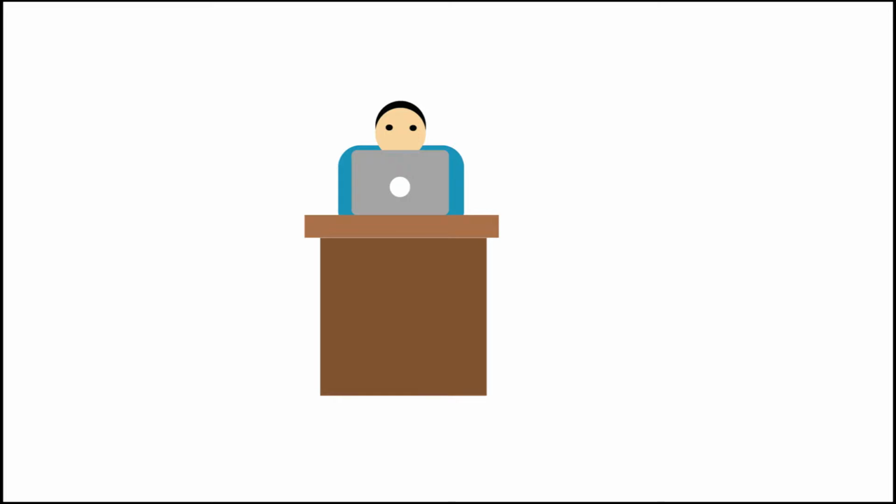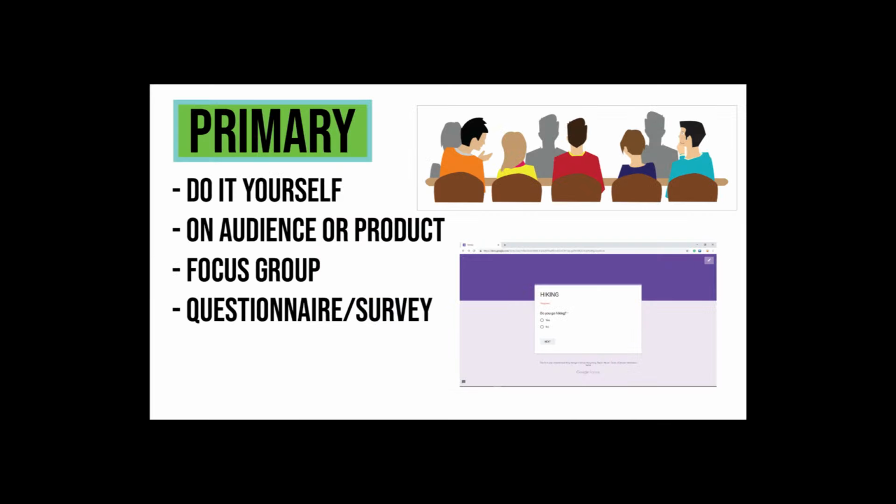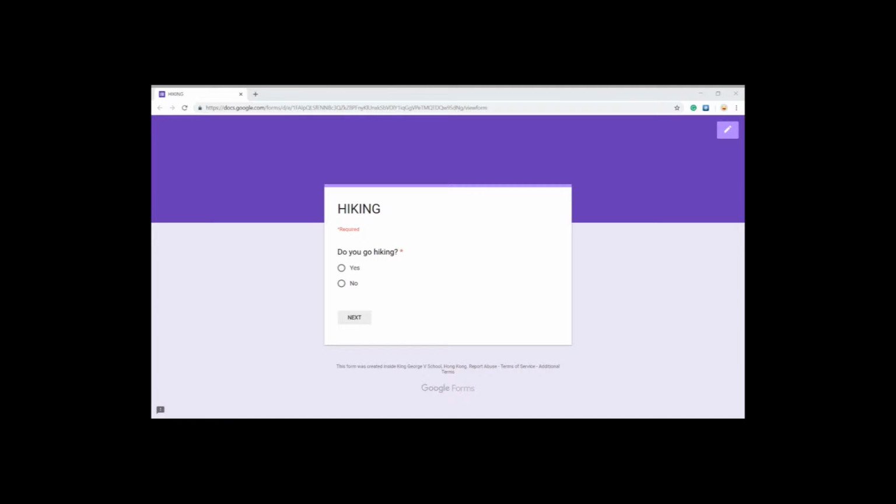Primary research is essentially research you conduct yourself. It could be research on a particular product or the audience of the product. There are many ways to find data for primary research. It could include questionnaires and surveys, focus groups, and interviews.